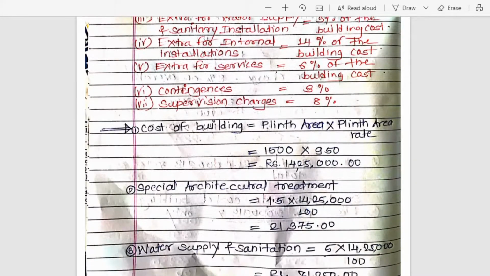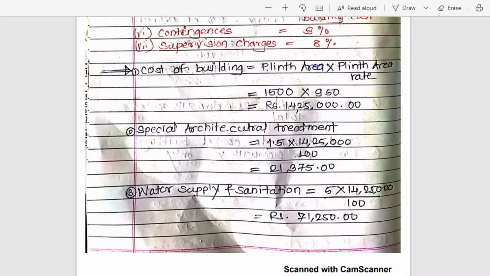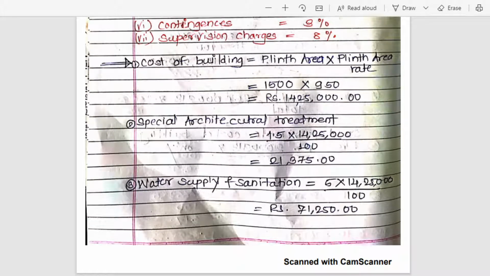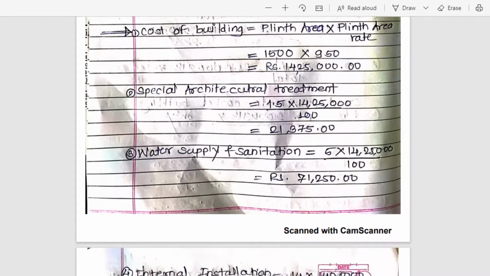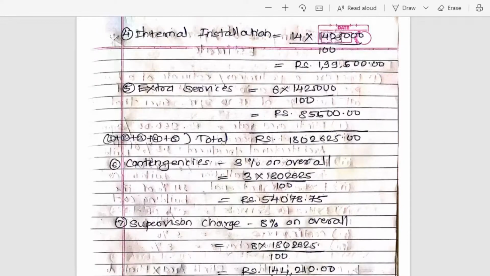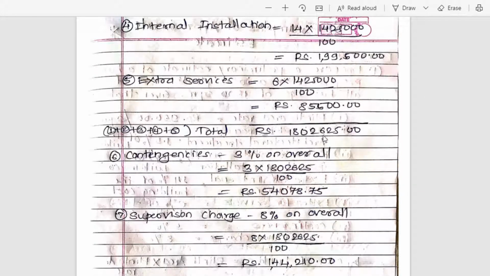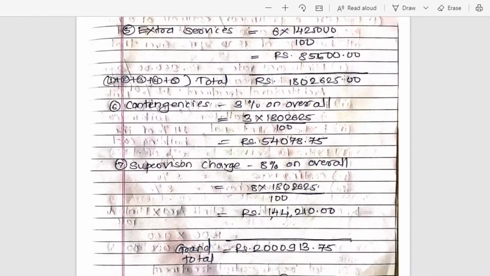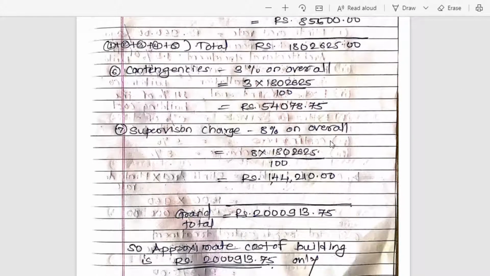So keep in mind that contingency charges and supervision charges or work charge establishment charges are always applied on the overall cost of building. Now we have calculated the overall cost of building, that is 18 lakh 2,625 rupees, and on that we will apply 3% contingency, then we will get 78.75 rupees. Okay, and again supervision charges they have given 8% on overall cost. So 1,44,210 rupees, that is your supervision charges.